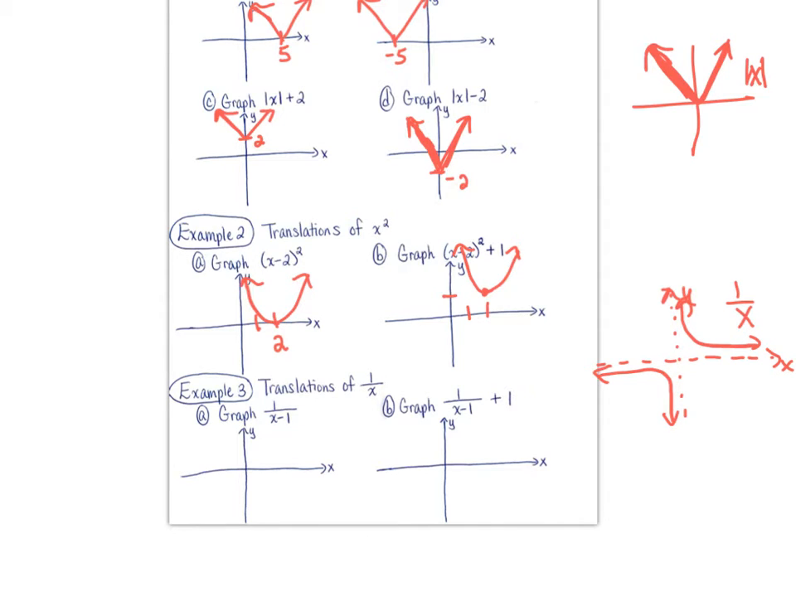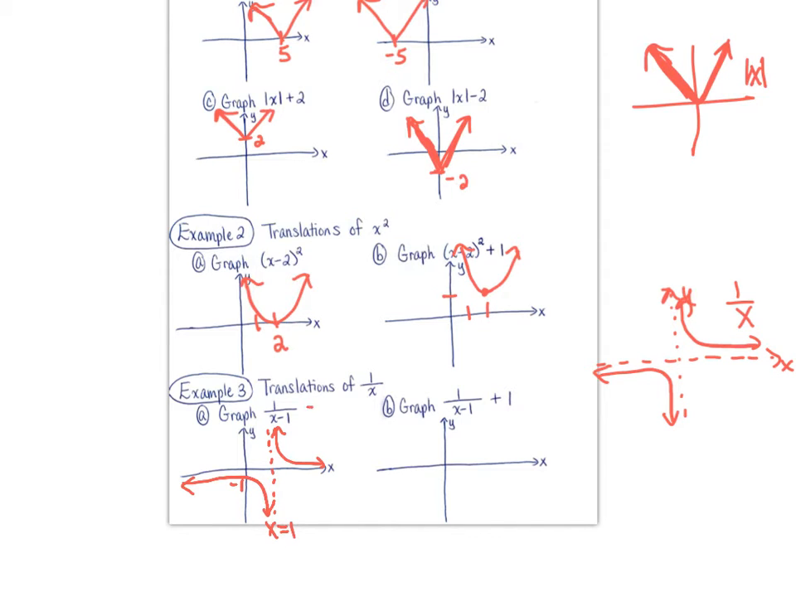We want to graph 1 over x minus 1. Well, that x minus 1 is on the inside of the function, so that means we take that function and shift it to the right 1. So our vertical asymptote is now at x equals 1, and that's our graph. And the point at which it crosses the y-axis, that's -1.